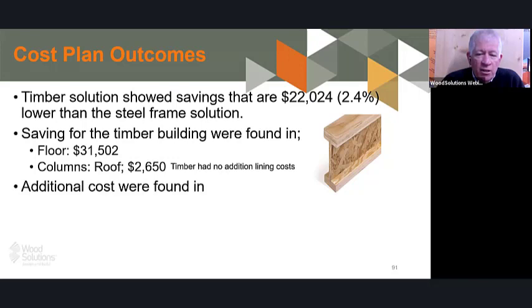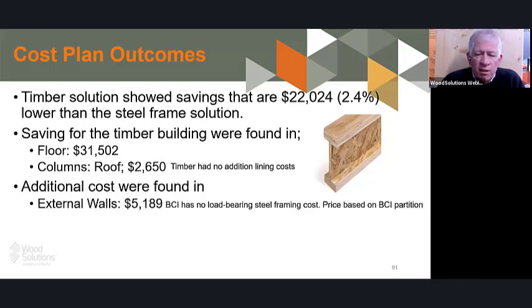No additional lining required. The additional costs were in external walls, and when we looked at it, the BCI, the building cost index, had no load-bearing steel frame cost systems. It just had basically the partition costs. So the costings effectively used just non-load-bearing partition costs, which is a question whether that is actually applicable. And shortly I'll talk about an actual market cost found between the two.